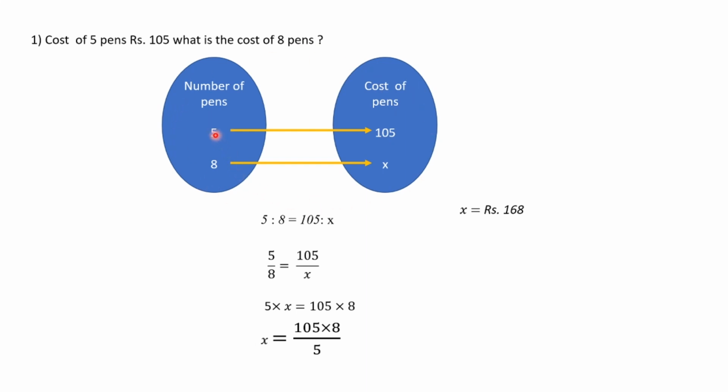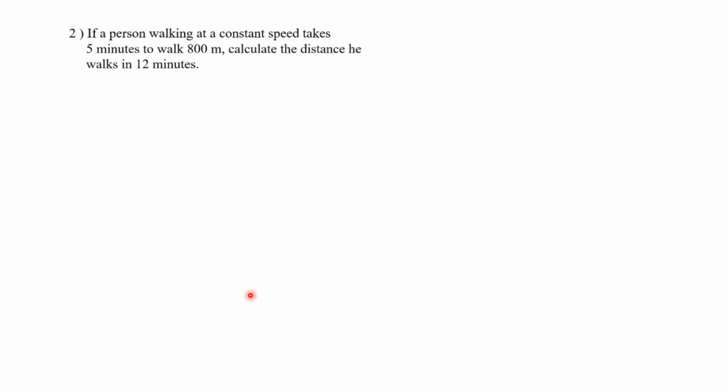Same system. So you have to build this block, otherwise you can't solve this. You have to build the relations, then write these two as a ratio, very easy, these two as a ratio, then write this as a division, then use your equation knowledge. So shall we shift to another problem related to this method? If a person walking at a constant speed takes 5 minutes to walk 100 meters, calculate the distance he walks in 12 minutes.